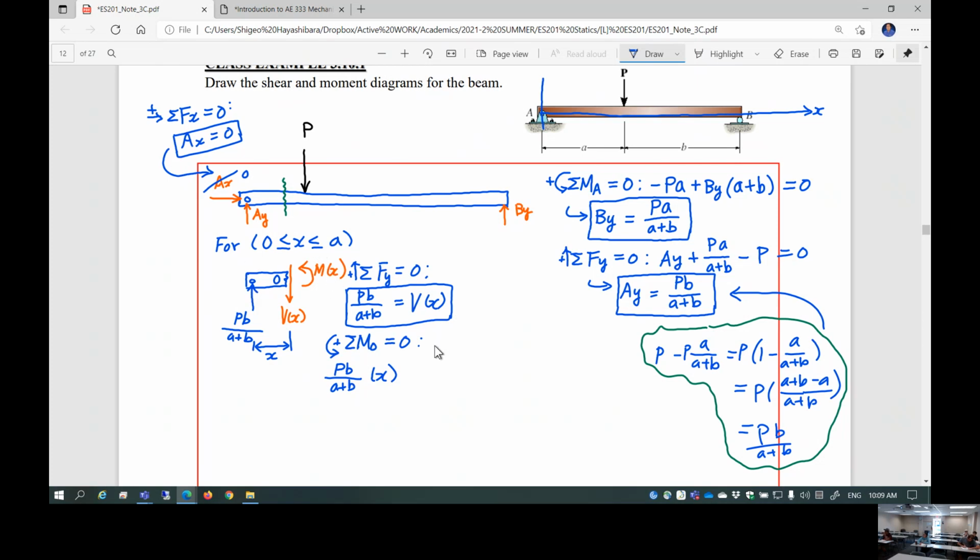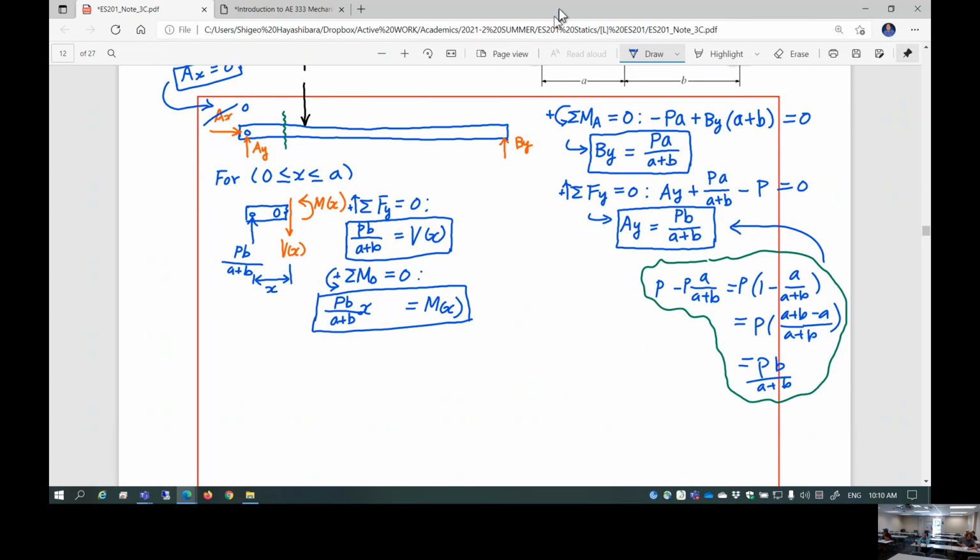Oh, so that is, wait a minute. So that is moment, isn't it? Let's just be careful. So multiplied by x, okay? So this is PB over A plus B times x, which is essentially the moment. This is a function of x. Oh, moment is not a constant. It's a function of x. But you know what kind of function it is. That much I know. Do you follow? So shear is a constant, but moment is not a constant. It's actually a function of x. But I know what function it is. Okay?